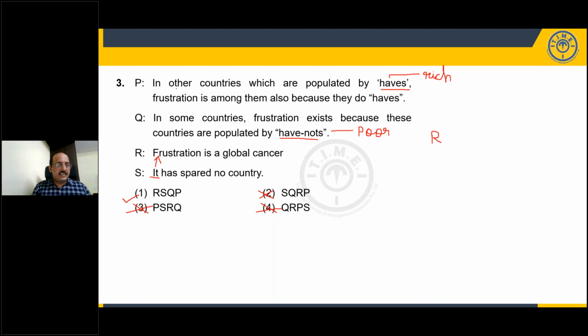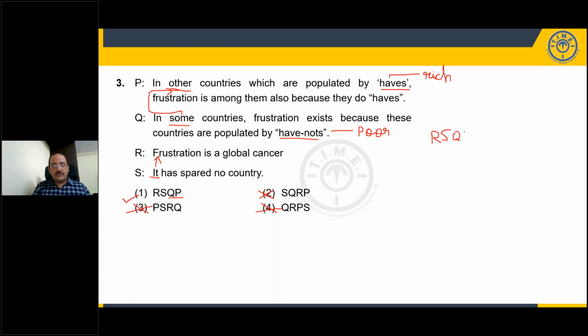So now ideally, other must always come after some. So first I say in some countries, then I say in other countries. So even QP order is correct. First Q comes and then P comes. So this order seems to be perfect. RSQP, option number 1 becomes my answer.